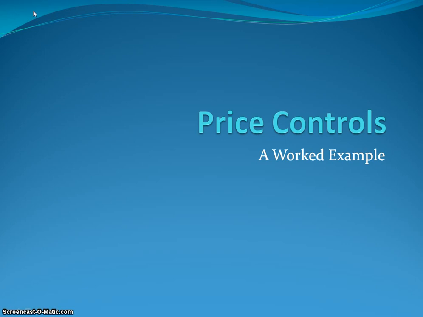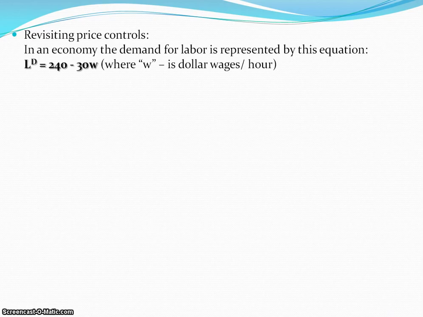Hi. In this particular video session, what we're going to look at is a worked example of a price control, how you calculate or how you actually visualize the impact of a price control. So in this example, we have an equation where L superscript D is equal to 240 minus 30W, where W is dollar wages per hour. So what we're saying is that in this economy, the demand for labor is represented by this equation.